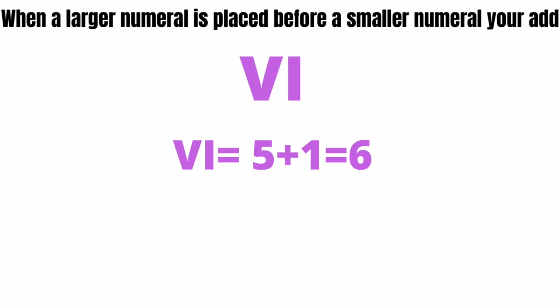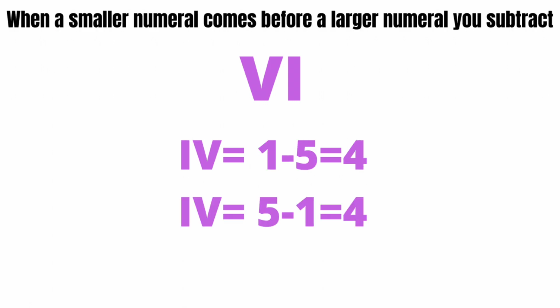The very next one is when a larger numeral is placed before a smaller numeral, you add. So VI, so V we know equals 5, and then I equals 1, so 5 plus 1 equals 6. Next one is when we see a smaller numeral come before a larger numeral, you subtract. So a smaller number before a larger number, you want to subtract the numerals. So IV, so we know that V equals 5, so 5 minus 1 equals 4.